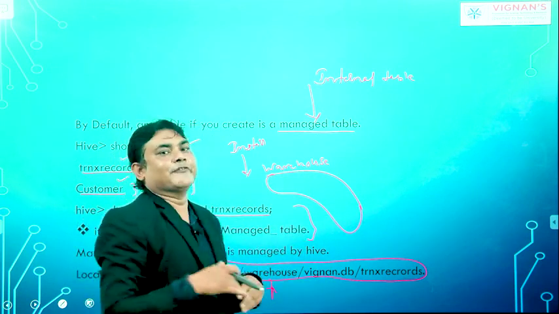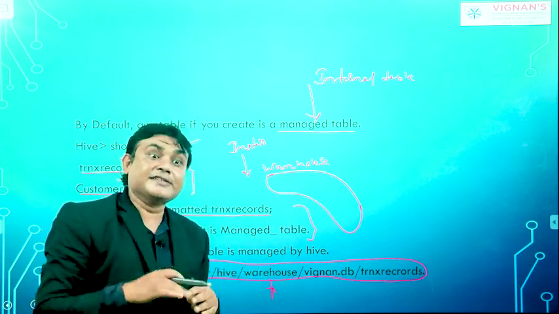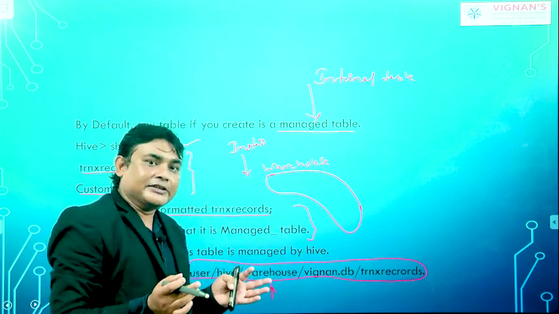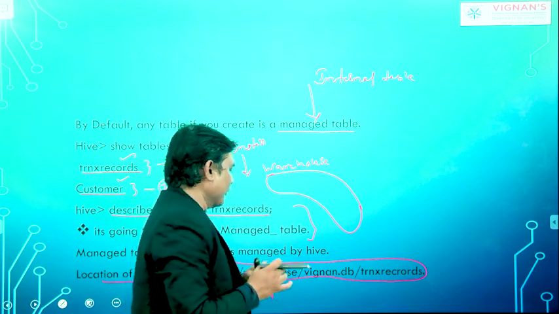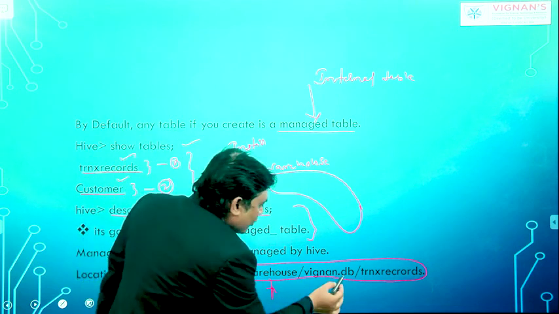Suppose I created 5 databases, we can have details of 5 databases in the warehouse. Suppose I created 6 databases, we can have details of 6 databases in this warehouse. You can say that the warehouse is the collection of all the databases. Here you see this warehouse, this beginner.db is what?